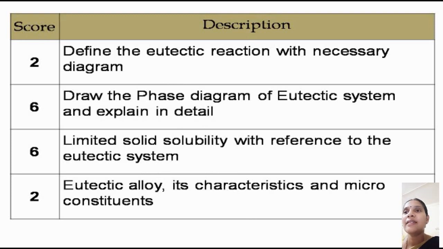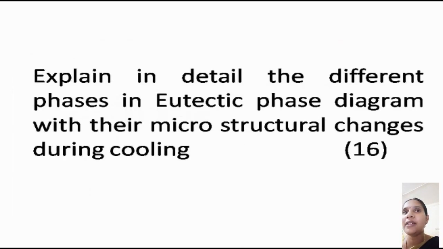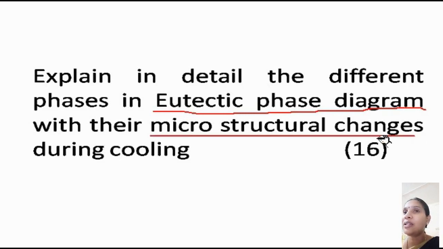The next question that is oft repeated in the examinations is: explain in detail the different phases in eutectic phase diagram. A more direct question, because in the previous question it was given as equilibrium diagram, which is nothing but the phase diagram. Here they are asking you to explain in detail about the different regions in the phase diagram, and another major portion is the microstructural changes during cooling.